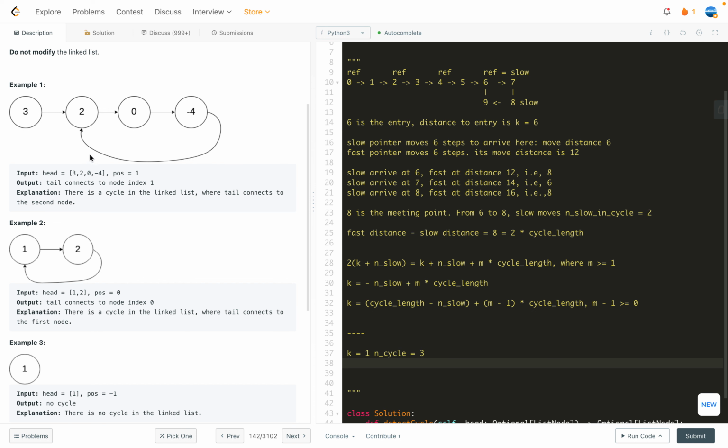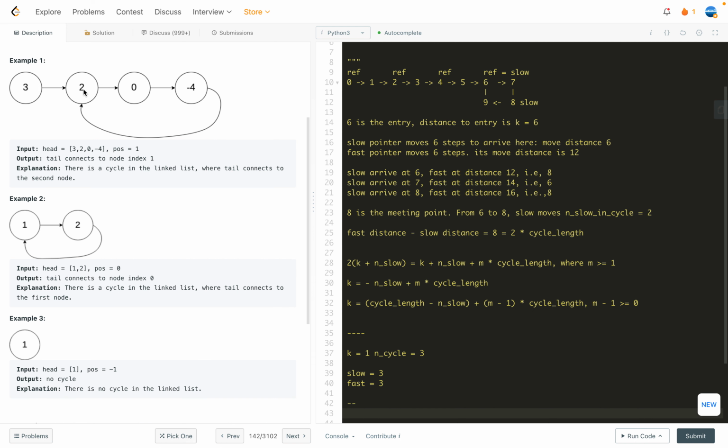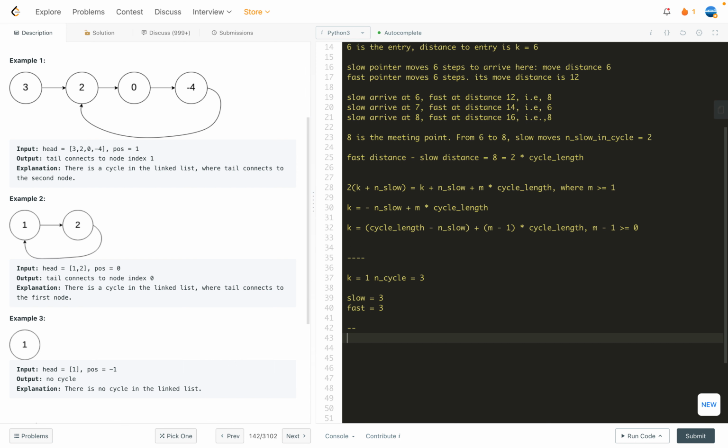Then let's see the fast and slow. Slow is 3, and fast is 3 at the very beginning. Now we move 1 step, so we arrive at this 2. 2 is actually the entry point, right? So slow equals 2, and fast equals 0. They do not meet. And then slow equals 0, and fast will be 2, right? From 0 to -4 to 2. This will be 2.